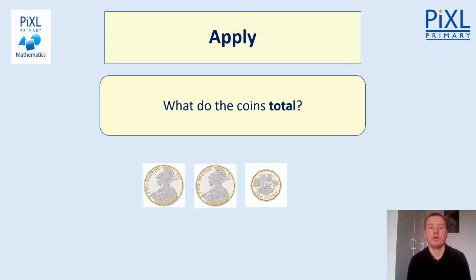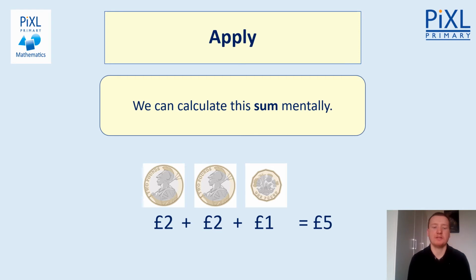Next one, what do these coins total? So look at the value of each coin, put your addition head on, and add them up in your head and come up with a total amount of pounds you've got. Pause the video and have a go. Well done. So if you came up with 2 add 1 equals £5, well done if you got the answer £5. Give yourself a pat on the back.